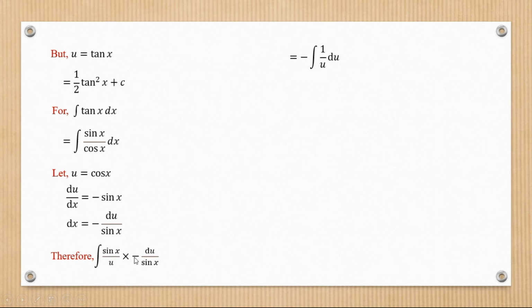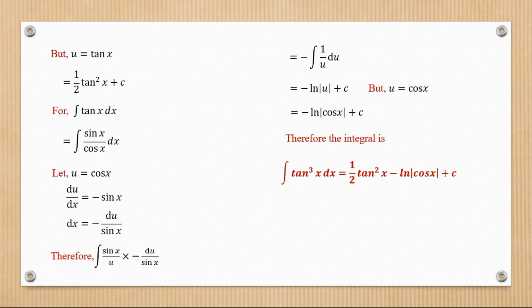As you can see, this and this cancel, and I'll be left with negative 1 over u, of which I can take the negative out of the integral. Then the integral of 1 over u is ln u, so I have negative ln u plus c. But remember that u is cos x, so therefore I'll have negative ln cos x plus c. So the integral of tan cubed x dx is equal to a half tan squared x minus ln cos x plus c.